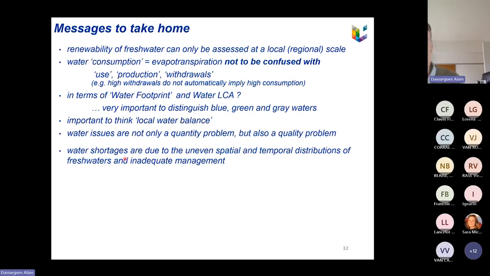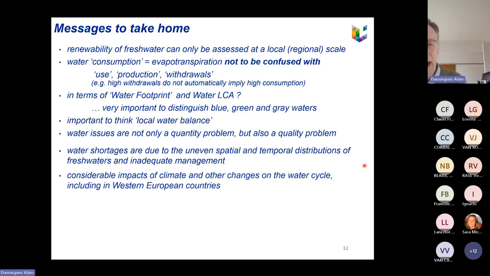Water shortages are due to the, let's say, uneven spatial and temporal distribution of fresh water. And very often also the management is very important. And if you have an inadequate management of the water distribution, for example, you can have some problems at the first stress period.